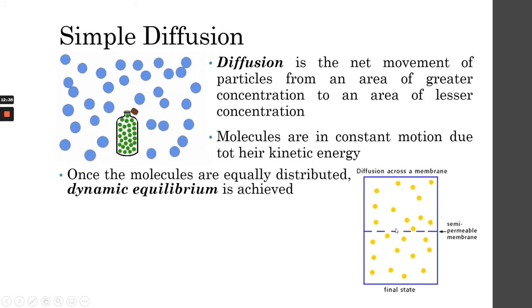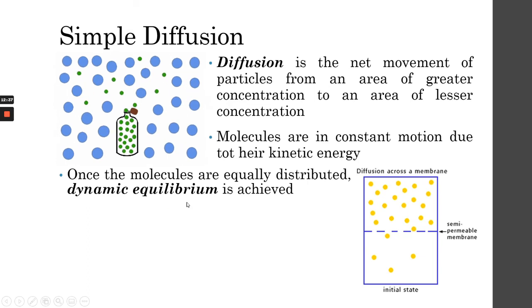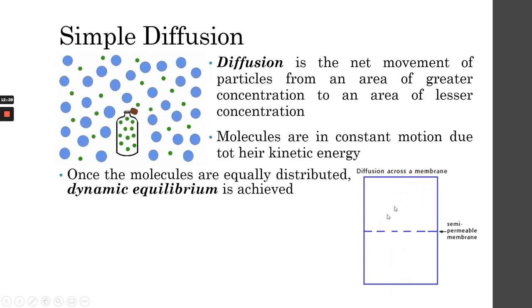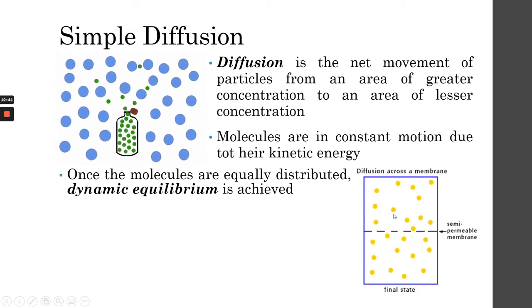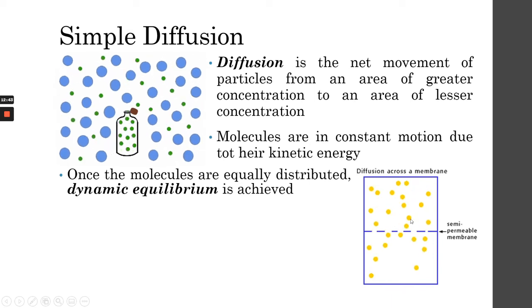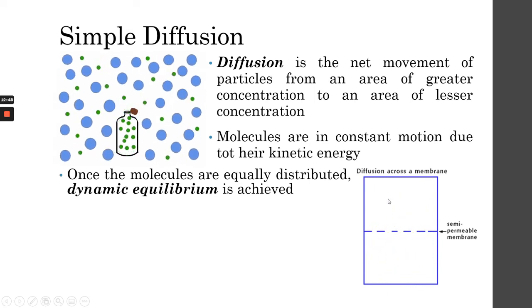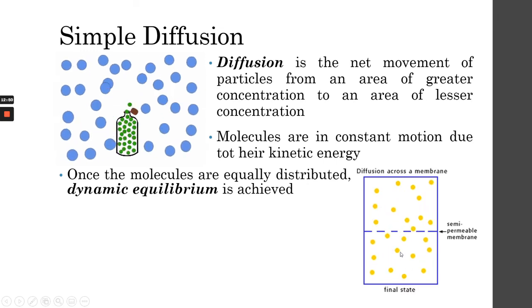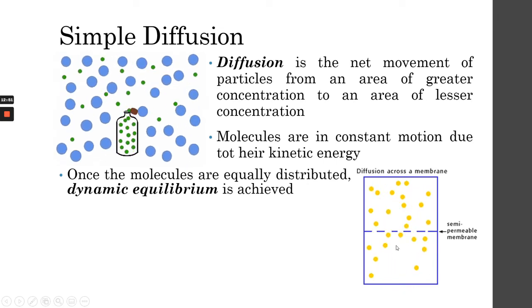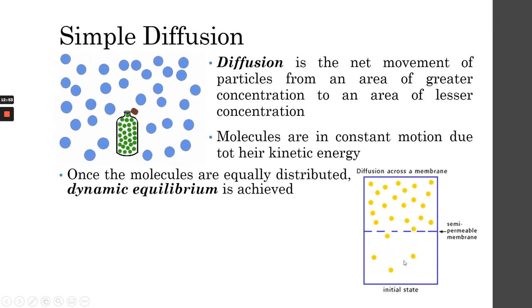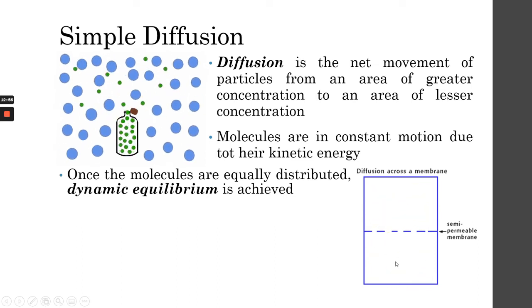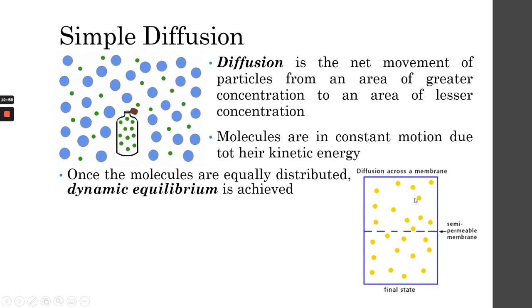It doesn't mean the movement stops. What happens is a dynamic equilibrium. The movement would be continuous. There would still be some solutes moving from here towards here, even though they're already equal. At the same time, there will be some particles moving from here going to this side.